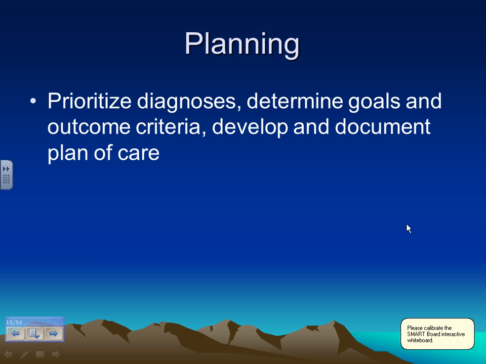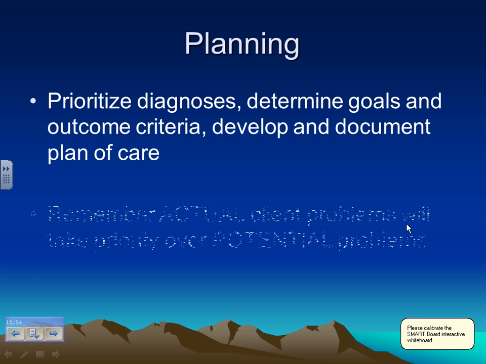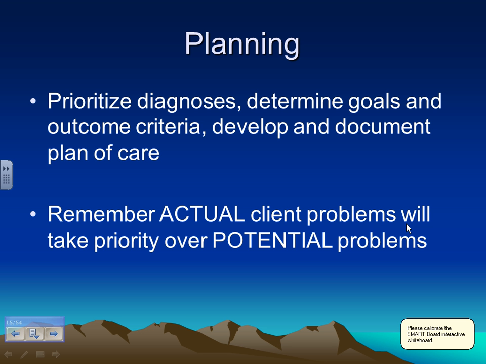Okay, prioritizing your diagnoses. Next step of the nursing process, planning, getting your goals and your outcome criteria, developing and documenting your plan of care. Actual nursing diagnoses are going to take precedence over potential nursing diagnoses as long as they both fit the scenario. So if you have a potential or a risk for nursing diagnosis, unless it's the only one that fits that patient scenario, you're probably not going to pick that one. You're going to go for something that is actual.